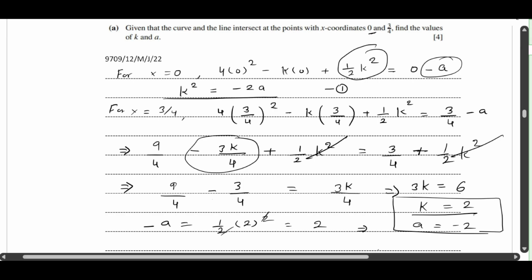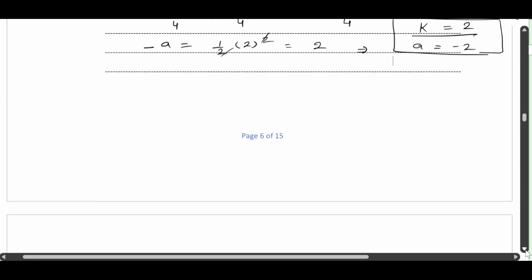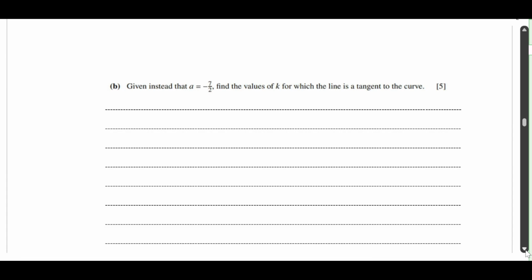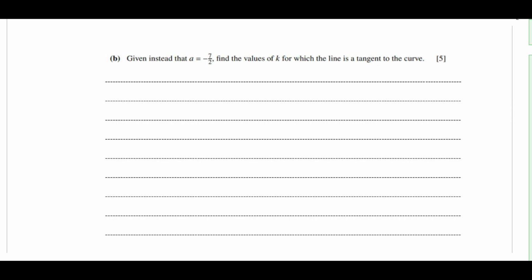Fine. Let us move to the next part of the question. This is part A, where we found the value of k and the value of a. Now the second part is: given a as minus 7 by 2, find the value of k for which the line is tangent to the curve. Tangent means it is going to touch the circle at just one point.